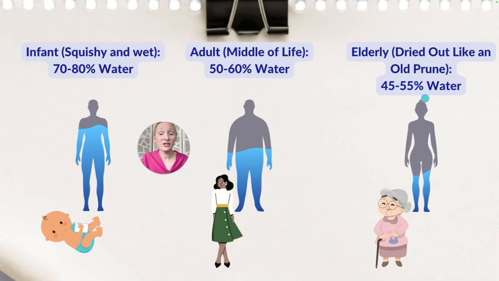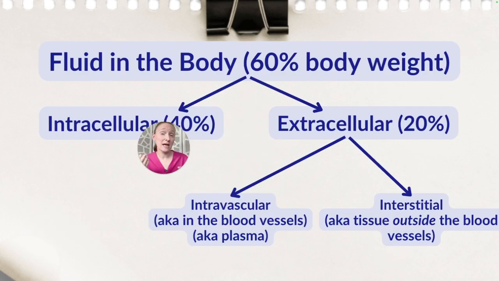Now, once you're elderly, you drop down to 45 to 55% of water volume in your body. You've basically been evaporating your entire life. This puts you at higher risk for fluid volume and electrolyte problems because since there's less water, smaller changes now are going to have bigger effects. Do you understand what I mean?